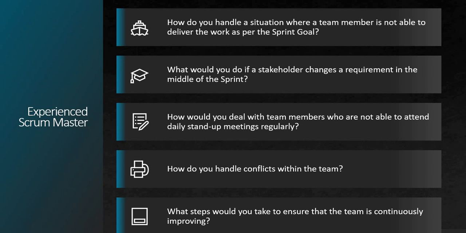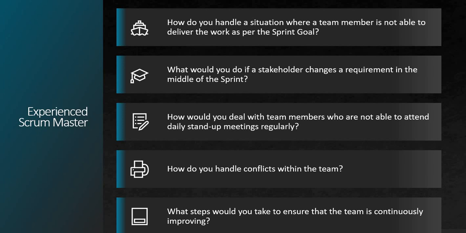What would you do if a stakeholder changes a requirement in the middle of the sprint? I would discuss the impact of the change with the product owner and the team to assess if it can be accommodated within the current sprint. If the change is significant and cannot be accommodated, then I would advise the stakeholder that it will be added to the backlog and prioritized accordingly in future sprints. It's important to ensure that the team remains focused on the sprint goal and that changes are not introduced without a thorough understanding of their impact.